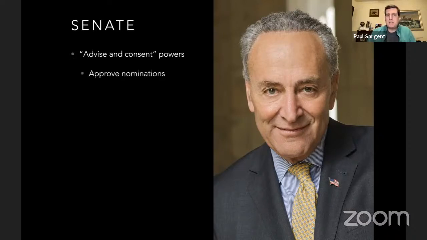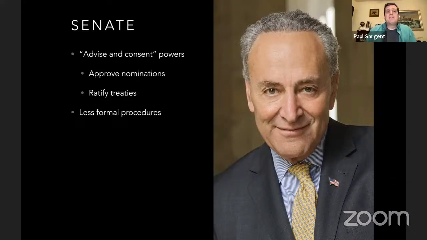Things like approving nominations. These would be people who are nominated for public office, whether that's part of the cabinet or whether that's ambassadors, all kinds of things. Ratifying treaties are part of the Senate's advise and consent powers. Very famously, after World War I, the Senate refused to ratify the Treaty of Versailles.